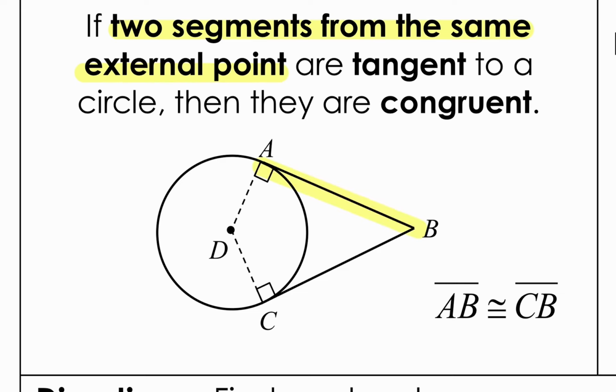They're coming from the same external point, which is B. B is the external point, and these two segments are branching out from B. Since they're tangent to the circle, they're congruent to each other. So this length is exactly the same as this length. AB is congruent to CB.